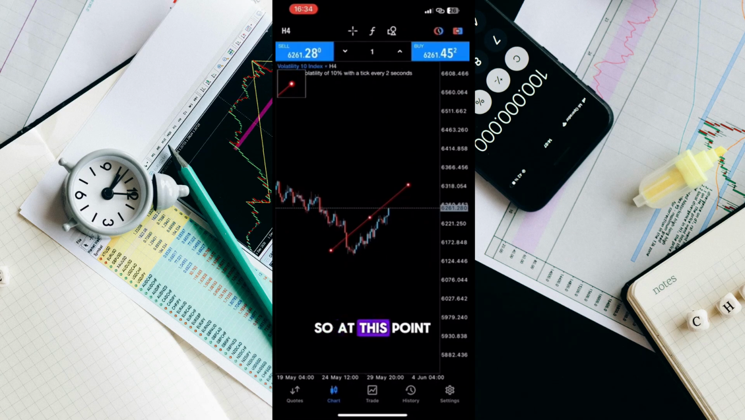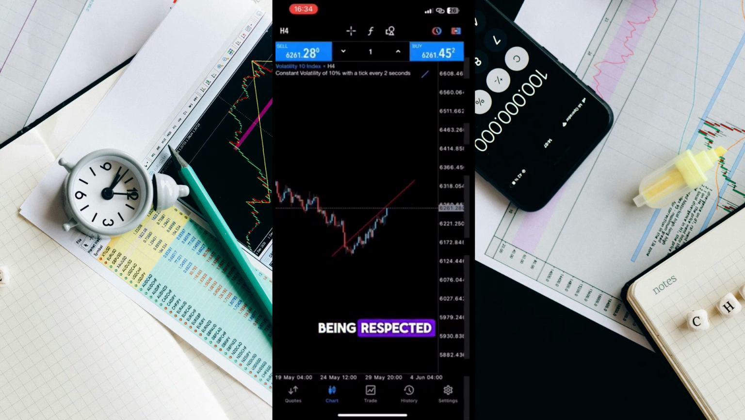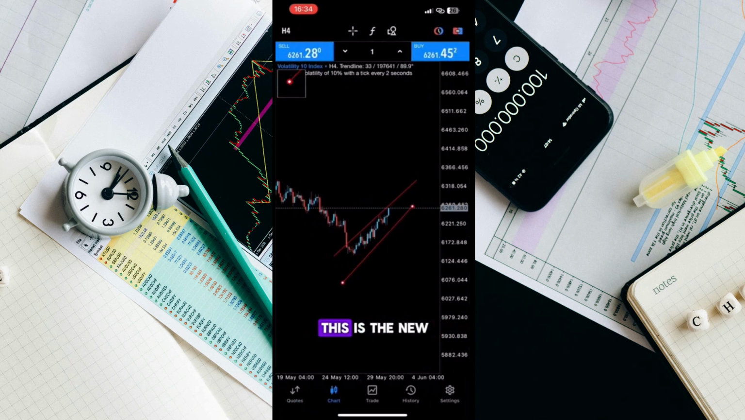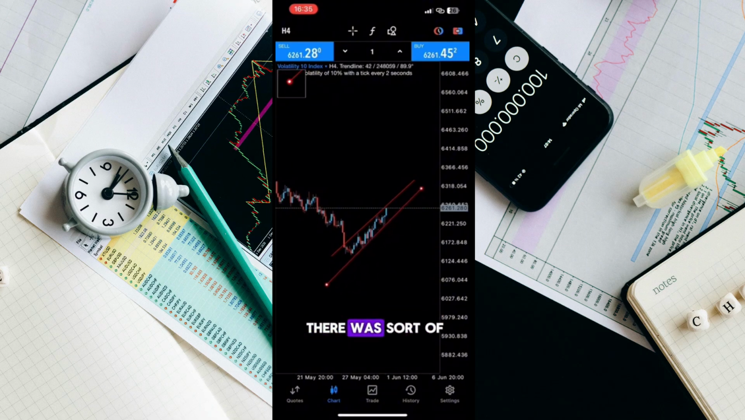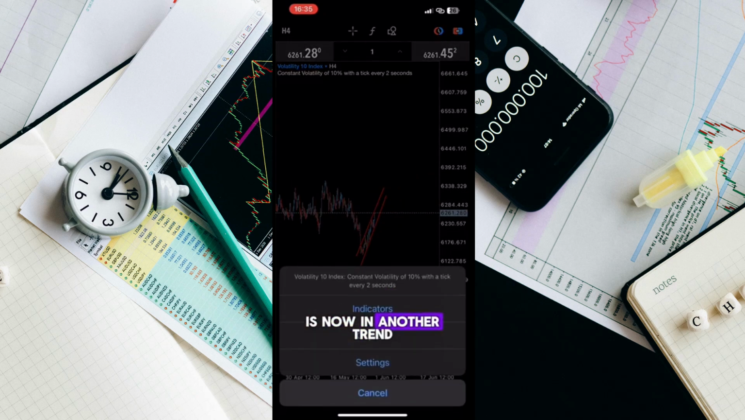At this point, as you can see, the market formed another trend. It kind of corrected the trend that it was in. So there are now new levels that are being respected. This is the new trend that we are in. In the previous trend, there was sort of a breakout, but however, the market is now in another trend.